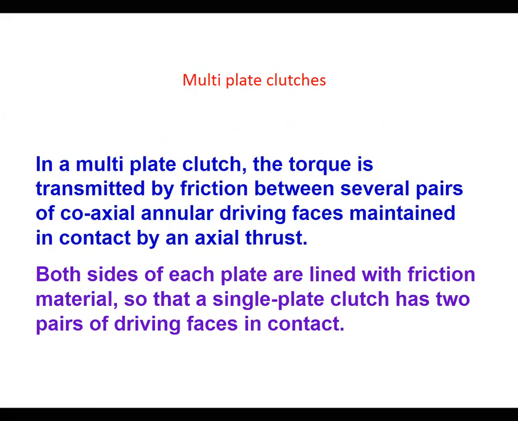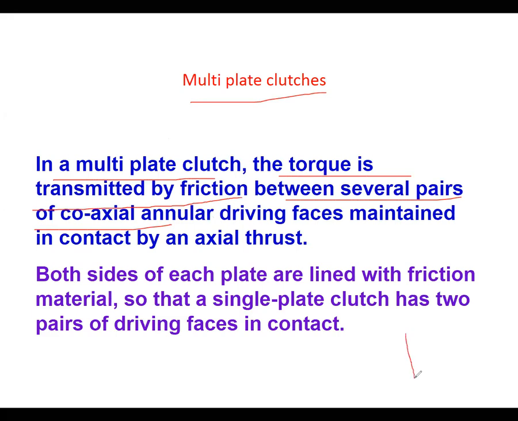I'll show you these multi-plate clutches. Till now we've seen only the single plate clutch, where only one plate is there. On both sides there are rubbers, which are called the frictional surfaces. When we have two or more than two, that is called a multi-plate clutch. In the multi-plate clutch, the torque is transmitted by friction between several pairs of coaxial and annular driving forces.